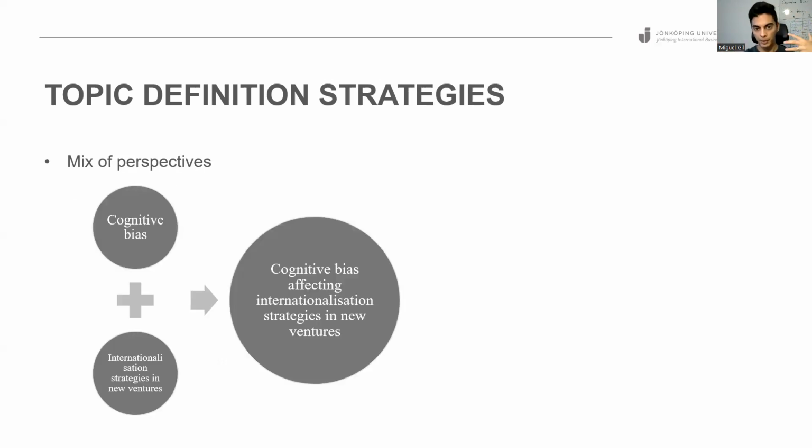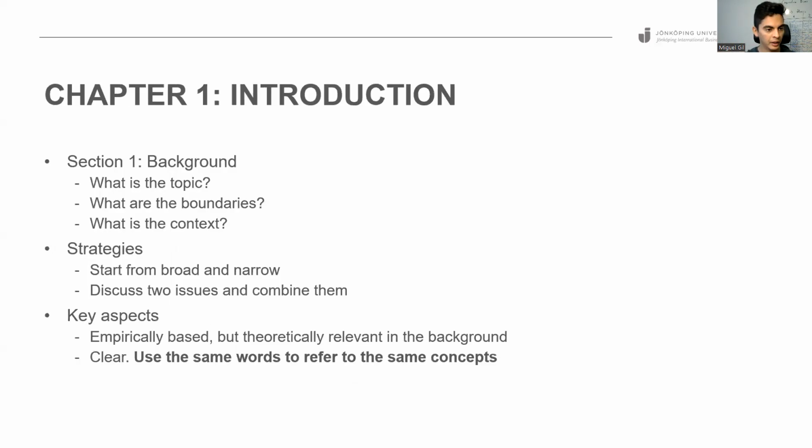Or if your topic is like this, when you are mixing two things, then one strategy is that first you discuss what is cognitive bias, what are different cognitive biases, which ones are important for your topic. Then the internationalization strategies, and then you mix them. What examples from real life are relevant for all of this? So these are two ideas to write the background, the first section of your introduction. Of course, there are others, and you should always talk with your supervisor about how to write it. But these are two good ideas.